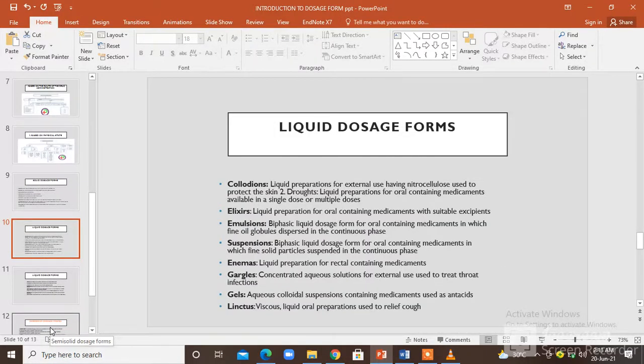What are the liquid dosage forms? The liquid dosage forms include the collodions that are the liquid preparation for external use, having the nitrocellulose, and it is used to protect the skin. And the second is the draughts. The draughts are the liquid preparations for oral administration containing the medication available in a single dose or multiple doses.